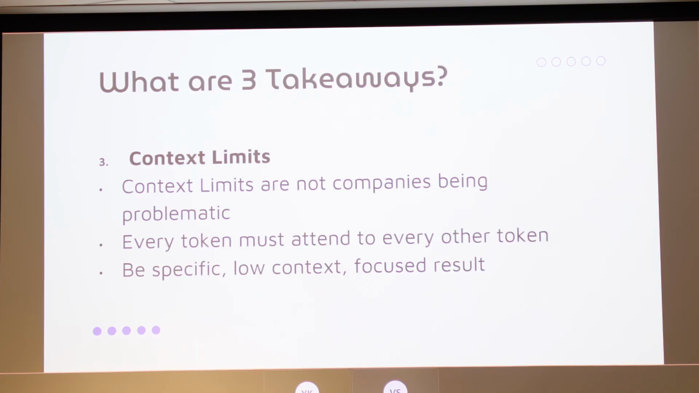And the third one is the context limits. Any model or API that you're using gives you context limits. It's not that the company is against you or going after your money. It's more that every time it's predicting the next token, like I showed you, it has to go through the list of all of the tokens that you had given before, and that's why there are context limits on the model. So be specific, give low context, and it will give you focused results.